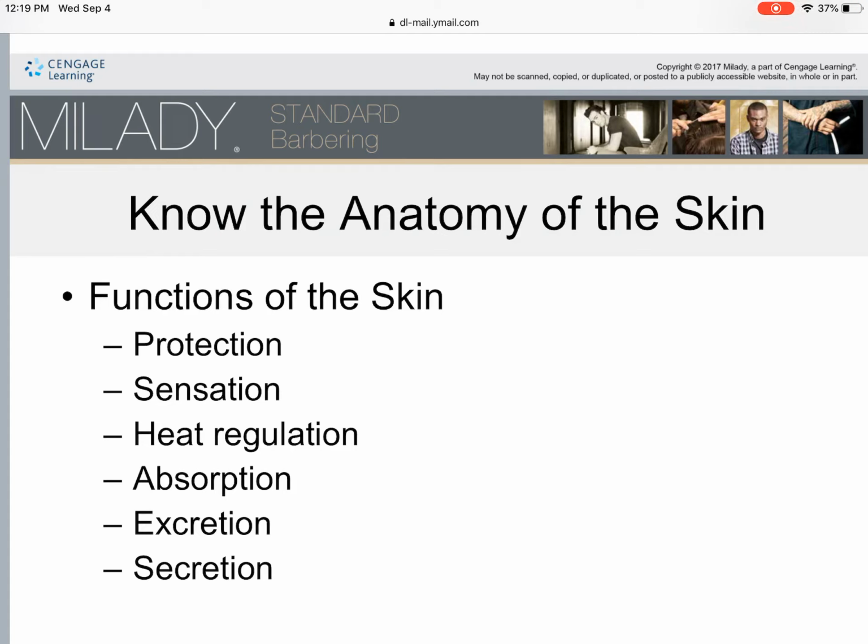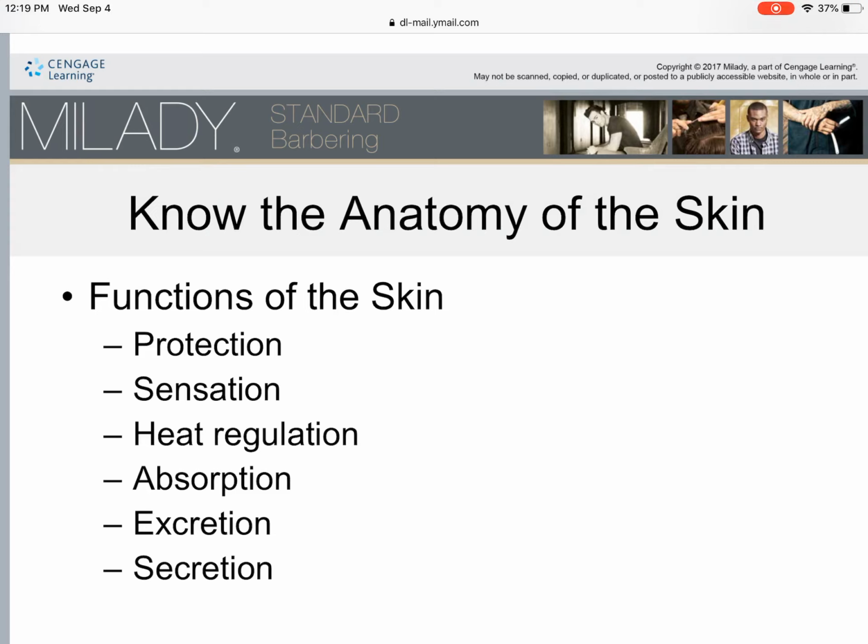Okay. Functions of the skin. They actually have our mnemonic in a funny order because they have the P first, and the P is usually between the A and the E. But you remember your initial chapter talked about SHAPES, which represents the function of the skin. S stands for sensation, H heat regulation, A is absorption, P is protection, E is excretion, and S is secretion.